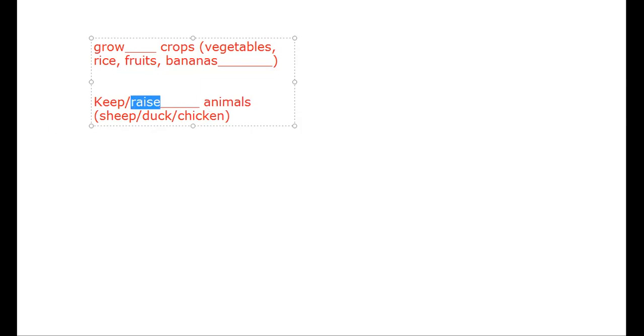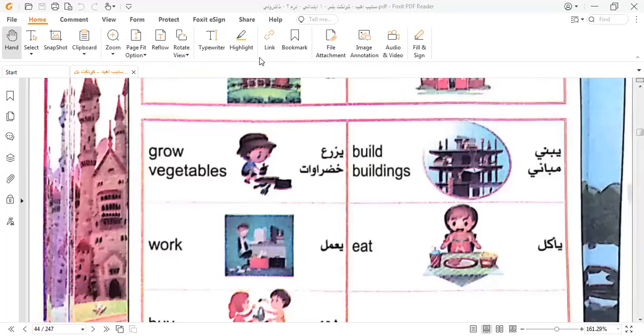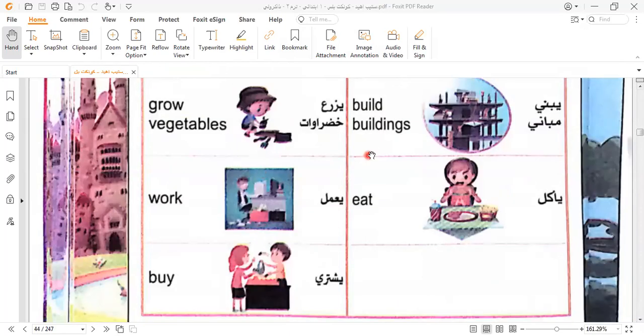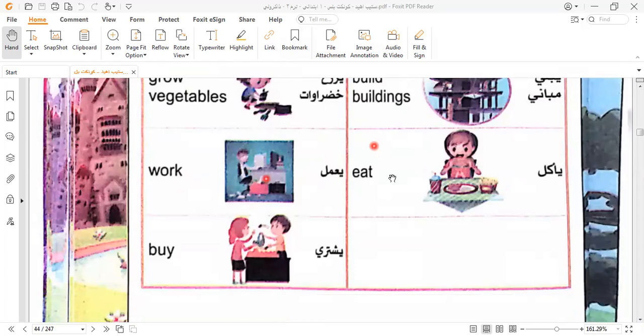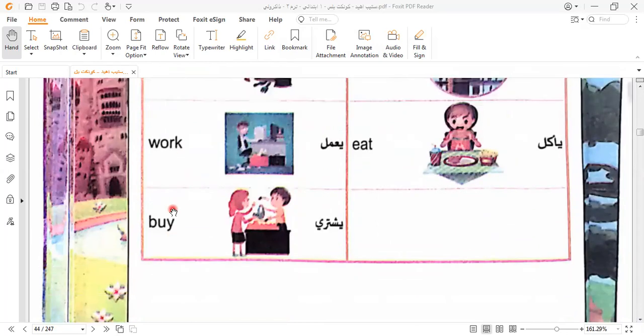Let's continue our lesson today. I think it's clear now, grade 1, to know more about grow. Let's continue our unit. We have build buildings. We have work, eat, buy. All these are verbs. Work, eat, and buy.